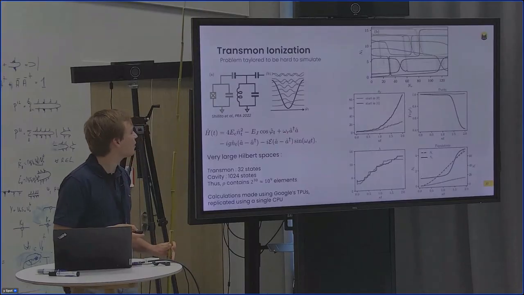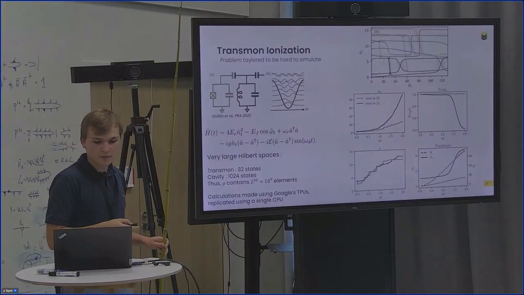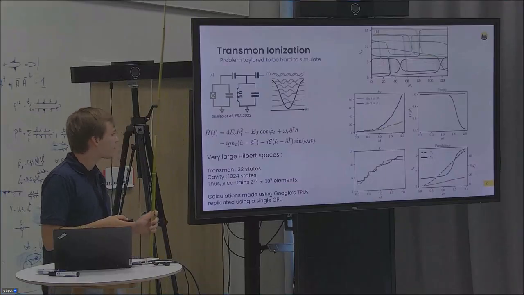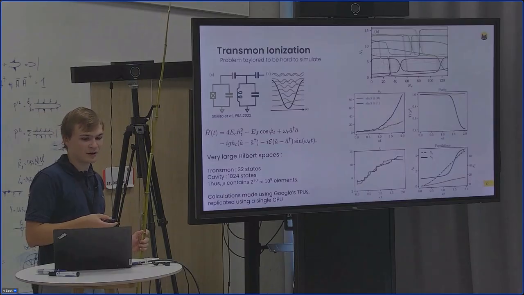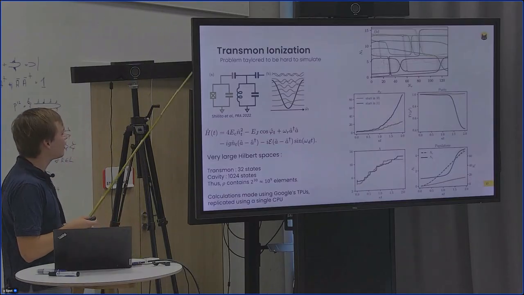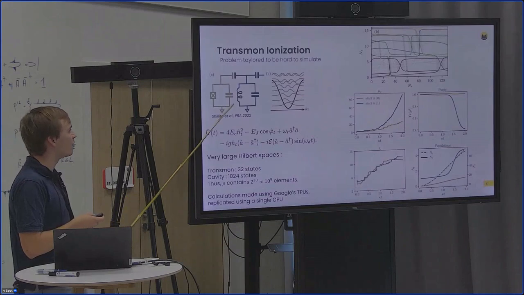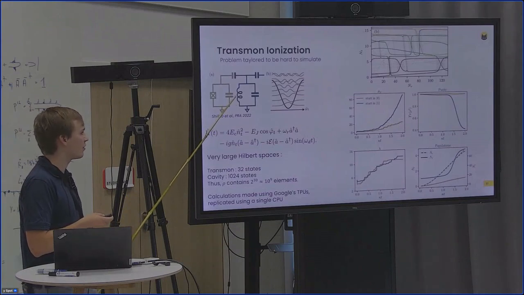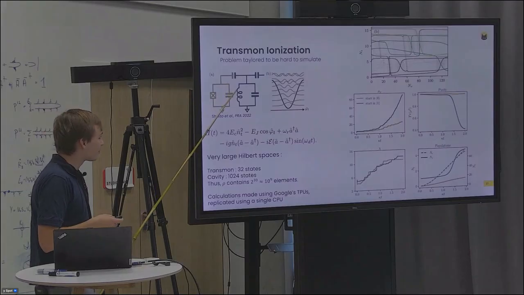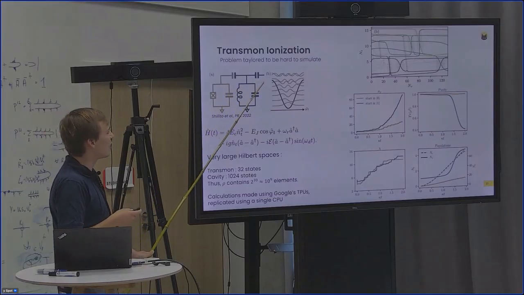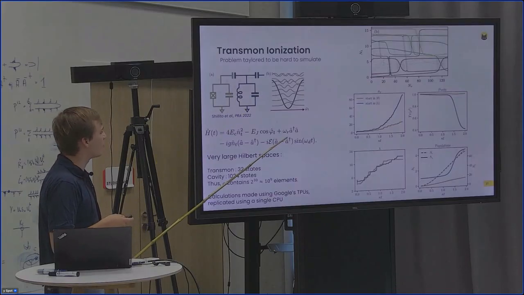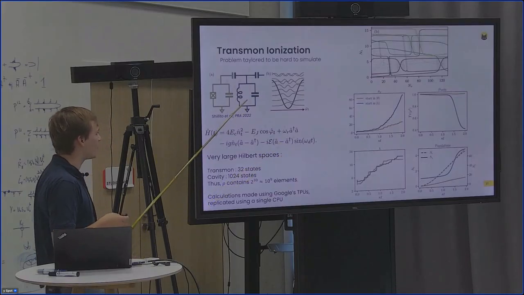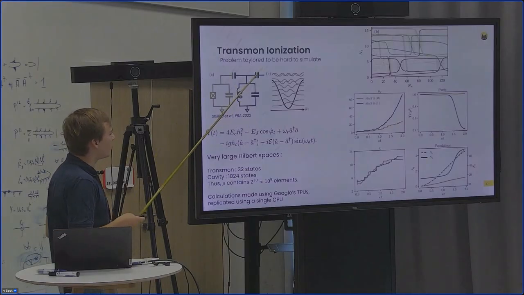Okay, and finally, the other problem that we looked at is something called transmon ionization, which is a problem that was basically built to be hard to simulate with the classical method. So the idea is that you have a transmon qubit, from what I presented earlier, coupled to a cavity, so LC circuits, a quantum harmonic oscillator. And you add a drive, this line here, to the cavity, a very strong drive, which can be detuned from the frequency of your cavity. And by driving very strongly, you will excite a lot of states within your cavity and in your transmon.